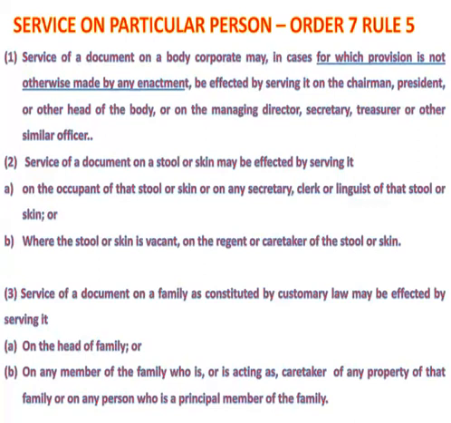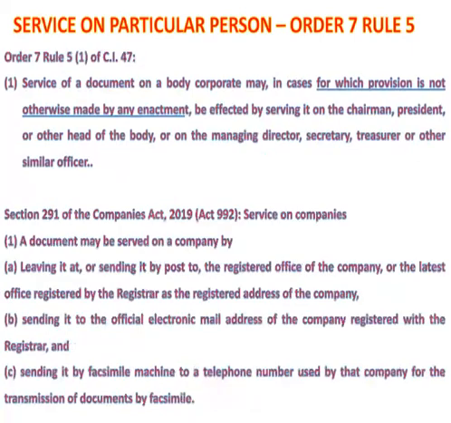So with companies, as you will soon see, Section 291 of the Companies Act has given a procedure for serving companies. It means that the provision in Order 70 rule 5(1) will not kick in because there is a provision in an enactment showing how we should serve companies. So even though Order 70 rule 5(1) says that service of a document on a body corporate may, in cases for which provision is not otherwise made by an enactment, be served in those ways.